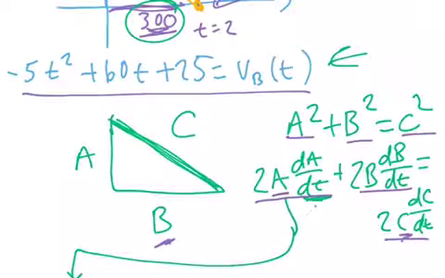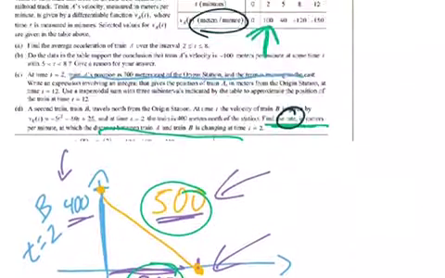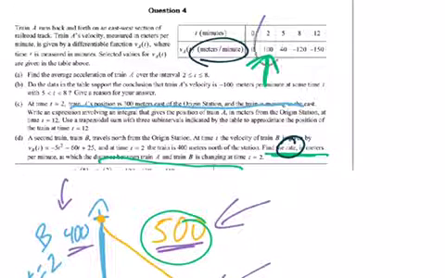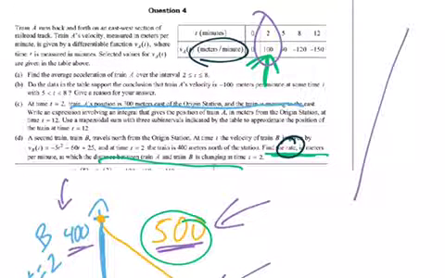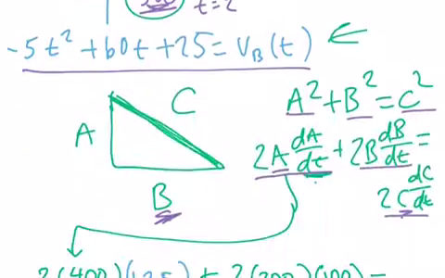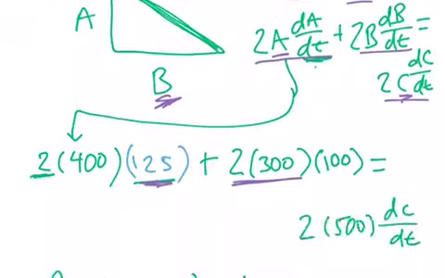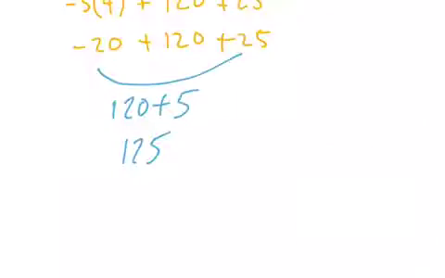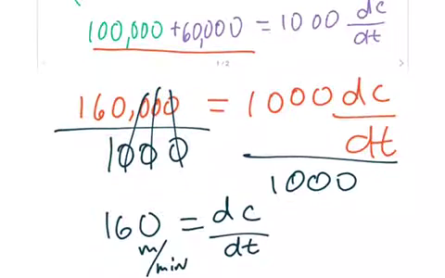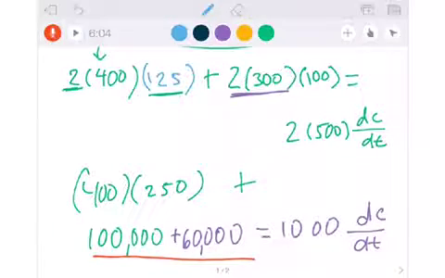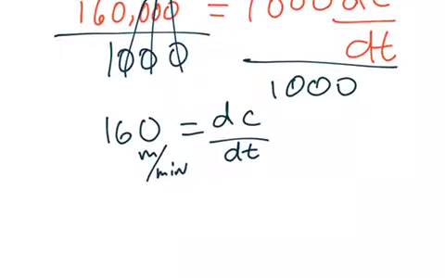Okay. Then we calculate dB/dt. dB/dt at time 2 is via the chart, which we saw was here. Then we solve for dC/dt. I ran out of space and did that over here. So we just solved the equation and we got 160.